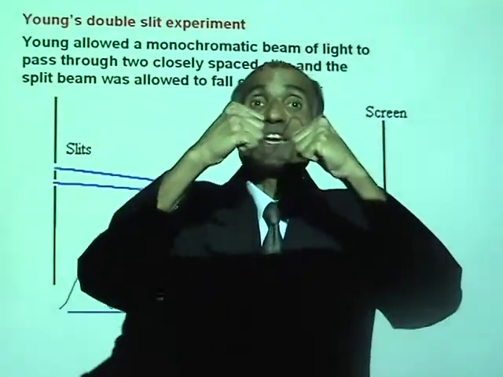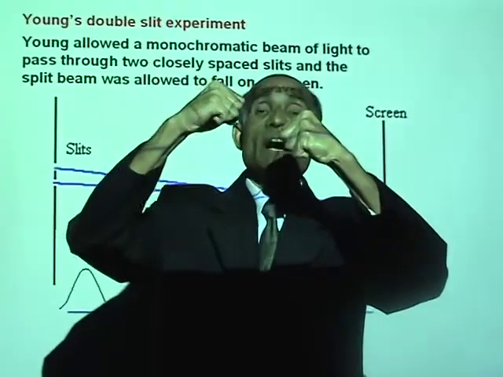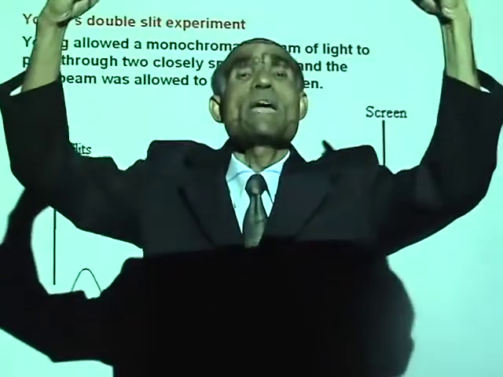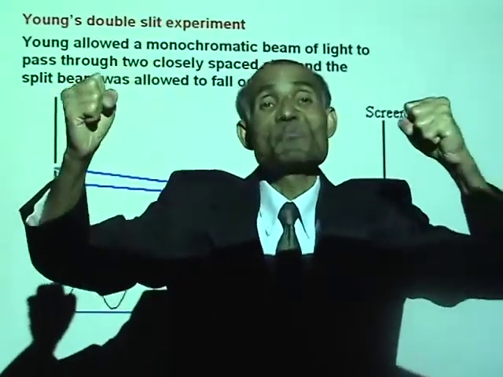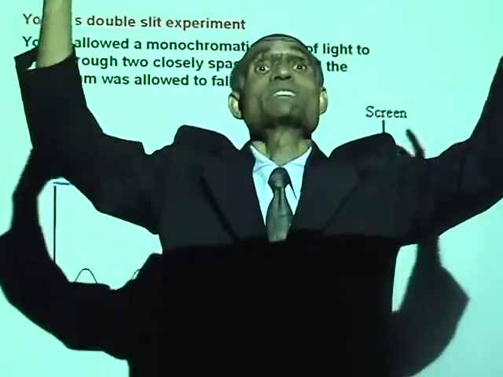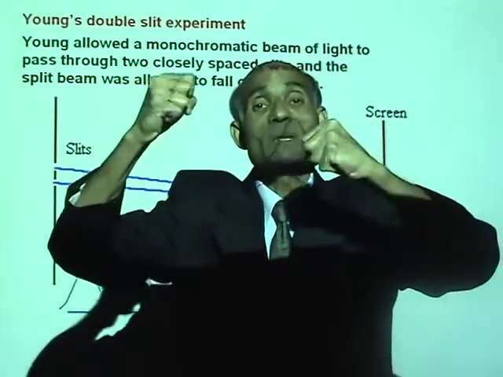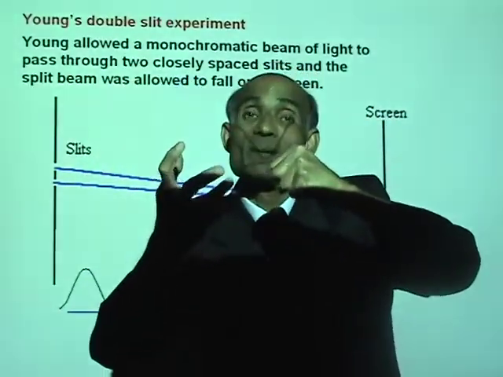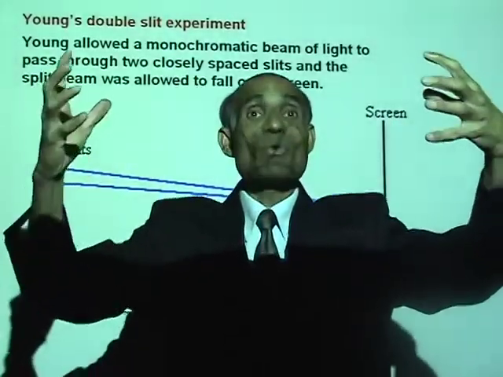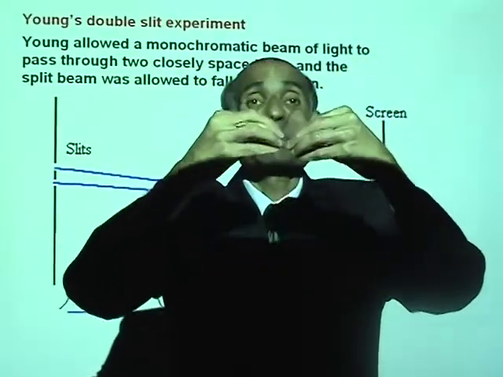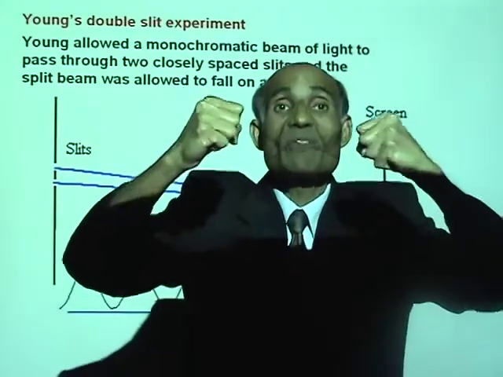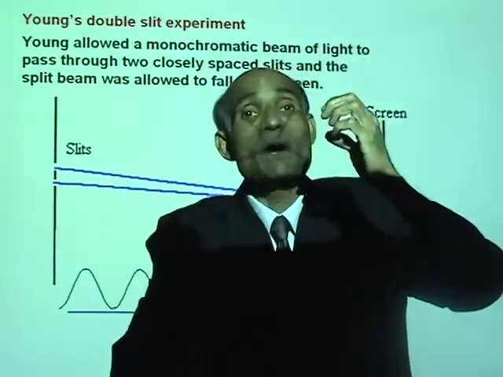What does that mean, in phase? The compression of one wave and the compression of the second wave meet together, producing a bigger wave. That means if two waves meet at a point in phase, you get a bigger wave, a bigger sound. And if two waves meet at a point out of phase, they cancel each other, you get no sound. So two sound waves meeting at a point can produce loud sound or no sound, depending on whether they meet in phase or out of phase.